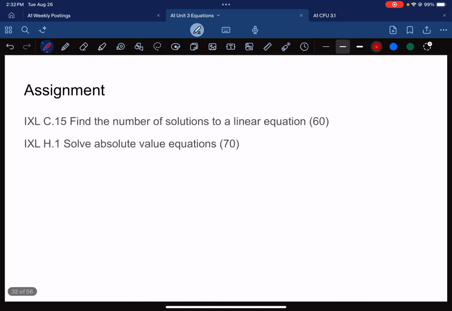Okay? All right, so you're going to be finding the number of solutions to linear equations. That's no solution, one solution, or infinitely many. And then you're going to do some solving of absolute value equations. And for those two things, a SMART score of 60 on C15 and a SMART score of 70 on H1.